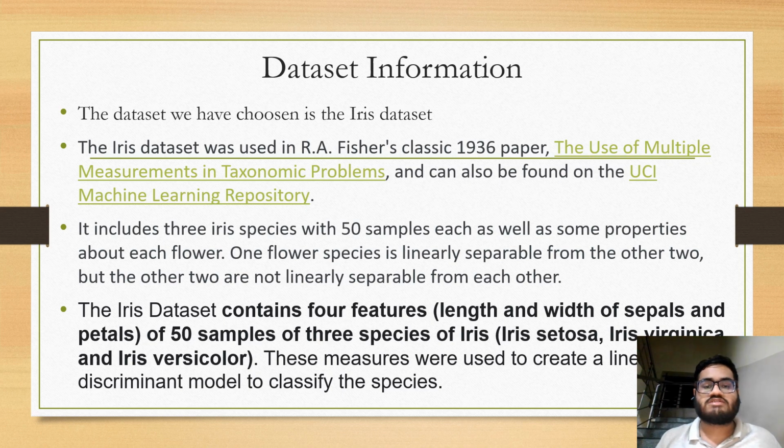One flower species is linearly separable from the other two, but the other two are not linearly separable from each other. The iris dataset contains four features: length and width of sepals and petals of 50 samples of three species of iris: Iris setosa, Iris virginica, and Iris versicolor. These measures were used to create a linear discriminant model to classify the species.